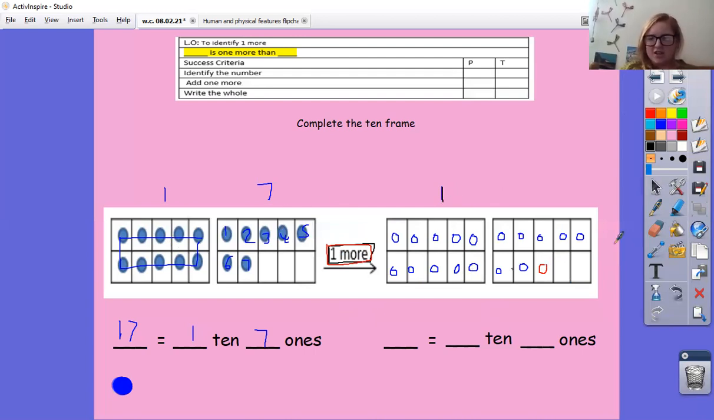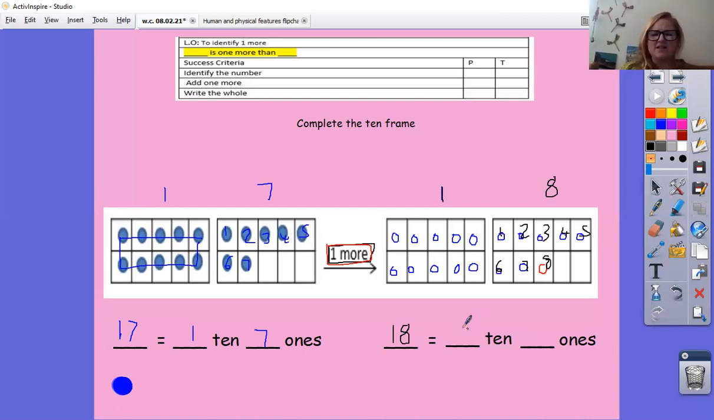Has that changed? Does this tens frame look different to this tens frame? Yes. So how many ones do I have? Well, I can count them. I can go 1, 2, 3, 4, 5, 6, 7, 8 ones. Fantastic. Or I could say that I know I had 7 ones before. If I did one more and count on from 7, one more, 7, 8. So I have 1 ten and 8 ones. What number is that? I write my 1 ten first and then my 8 ones. This number is 18.